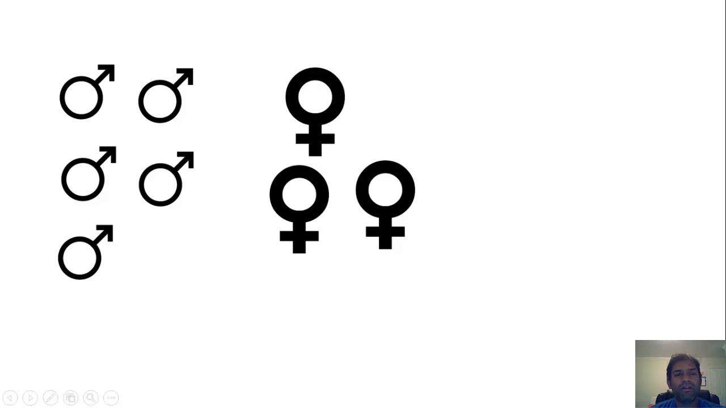In this video, we will be talking about limiting reactants. So first and foremost, we'll begin with an example. Suppose you have 5 males and 3 females, and they have to pair 1-to-1.